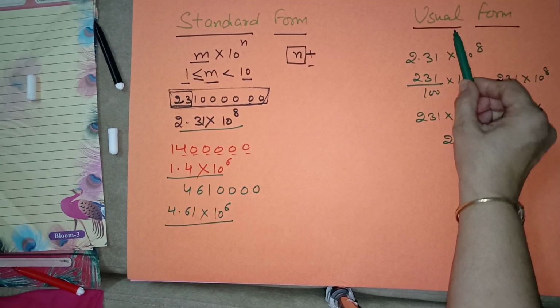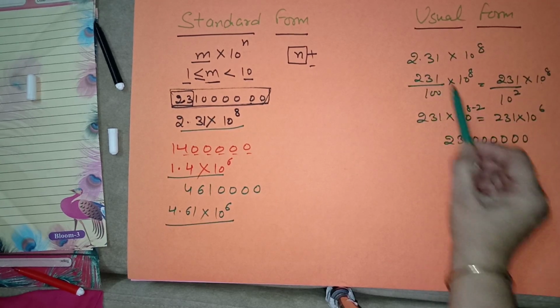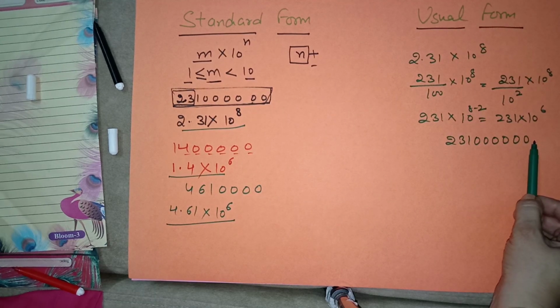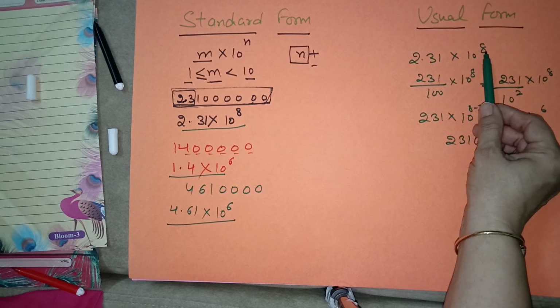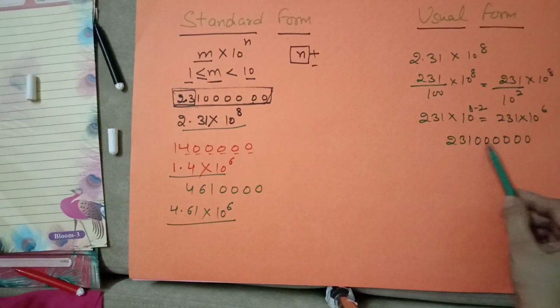Then what will happen? The decimal will be shifted from left to right. Now after this, just see, the decimal was there, but now again the decimal is at the end. Is it clear? 10 to the power 8 was there, 2 digits were there, 8 minus 2 is 6, so we are keeping 6 zeros.